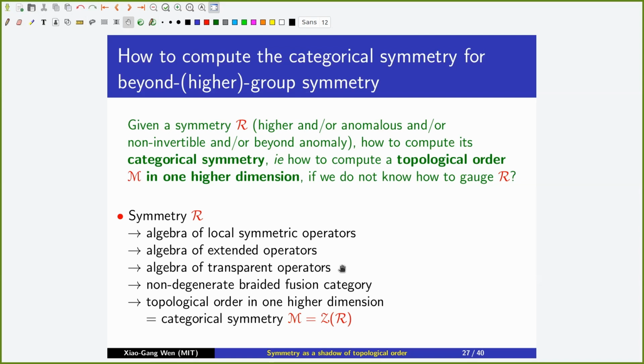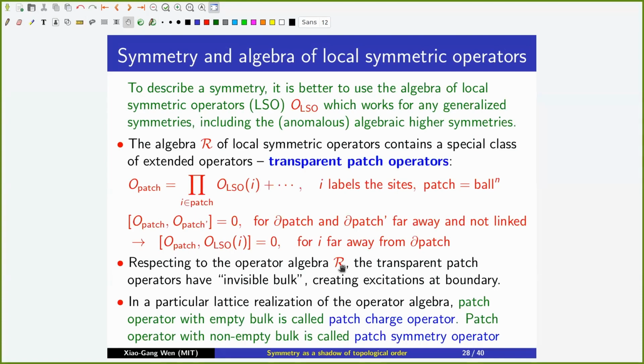So let's try to say what a transparent patch operator is. First, what is a patch operator? A patch operator is just a product of many local symmetric operators. Here we have a product, but there could be a sum of several products. So this is also fine. This is actually a headache. The setup here is not very rigorous, and I'm not happy with it. But I don't know how to formulate a more rigorous setup.